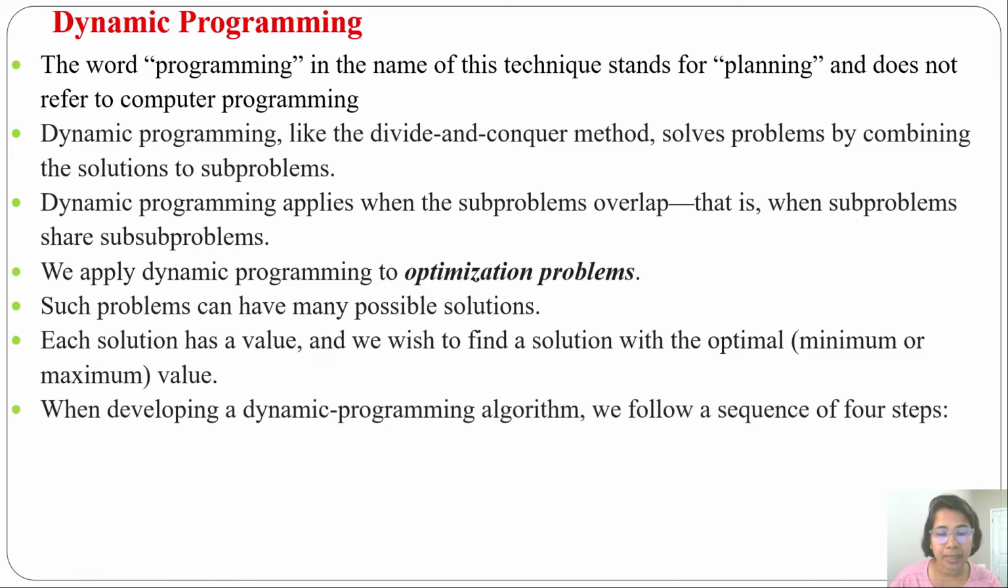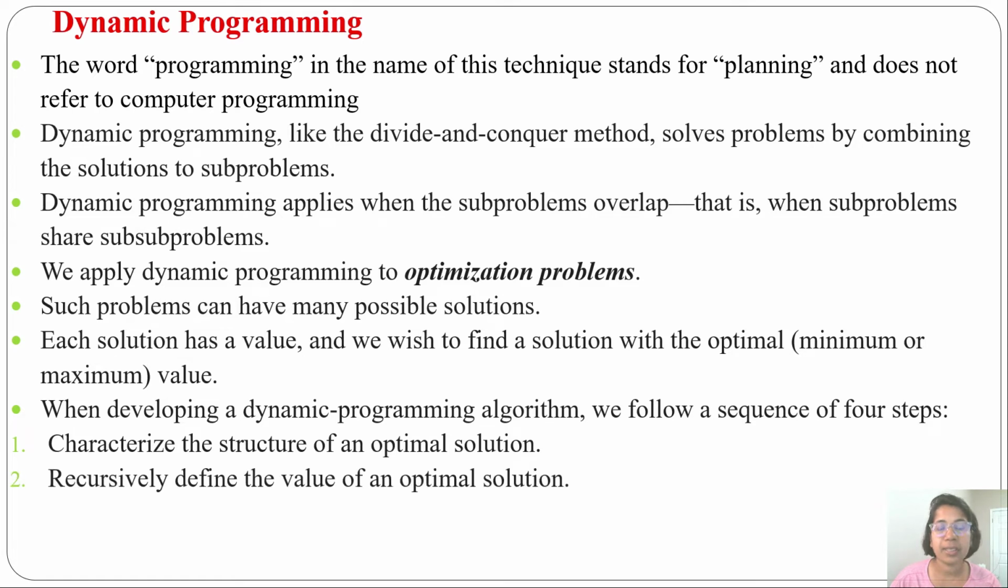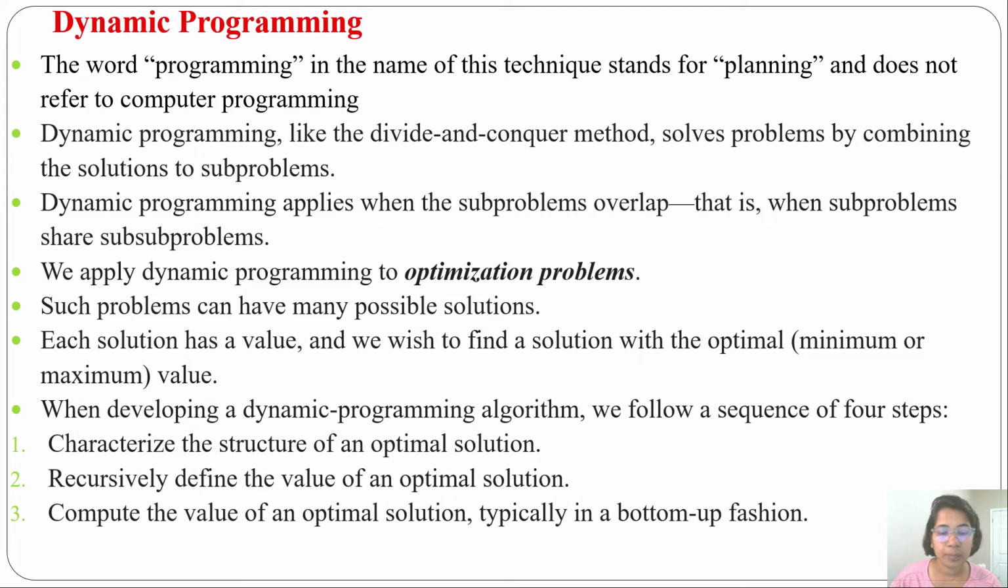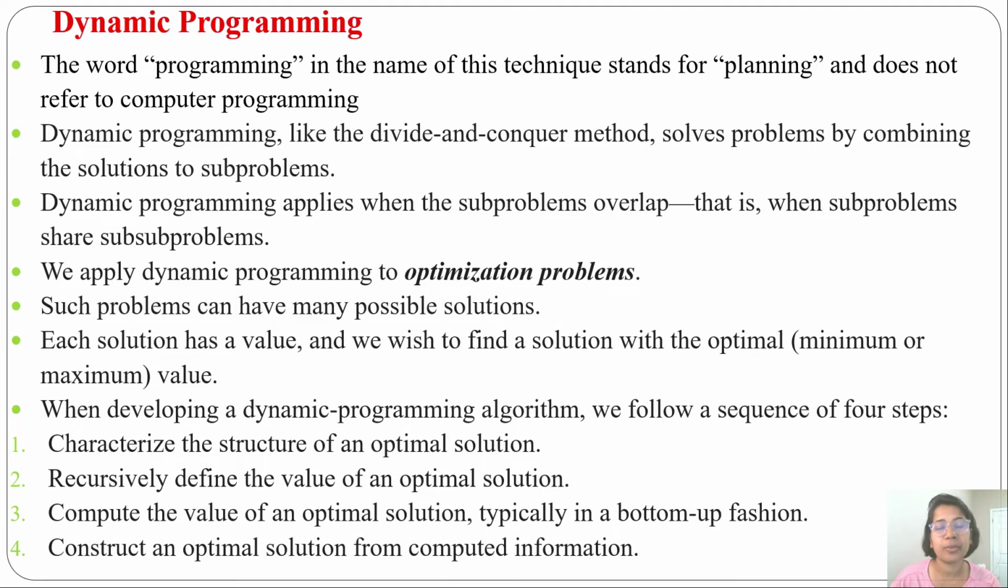When developing a dynamic programming algorithm, we follow a sequence of 4 steps. First step, characterize the structure of an optimal solution. Second, recursively define the value of an optimal solution. Third, compute the value of an optimal solution, generally in a bottom-up fashion. Next, construct an optimal solution from the computed information. So these are the 4 steps that we follow for finding the optimal solution by using dynamic programming.